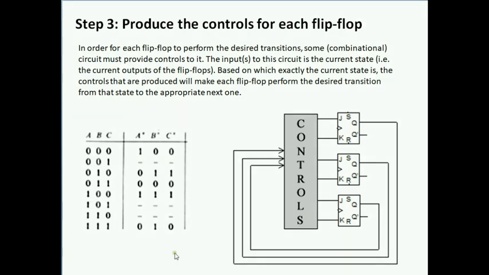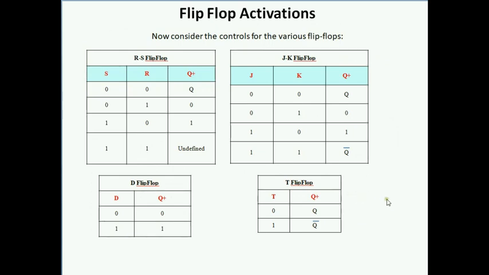Now, talking about these controls, we have to also review how the various flip-flops do their transitions. And this is a list that shows all the flip-flops that we normally use, showing their desired transitions and controls. So starting with the RS flip-flop, it has two inputs, R and S. S stands for set, R stands for reset.